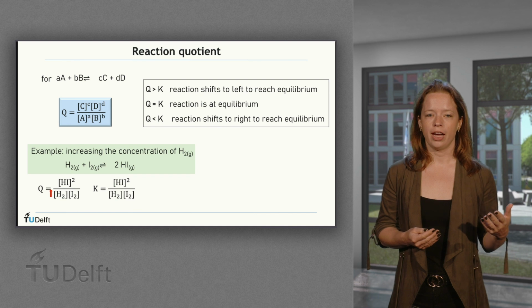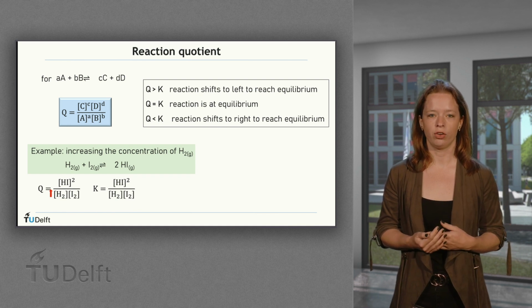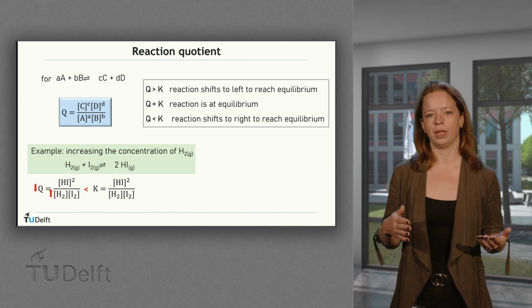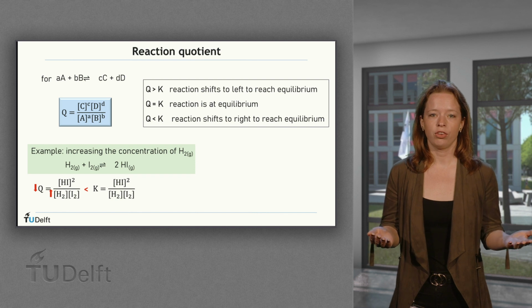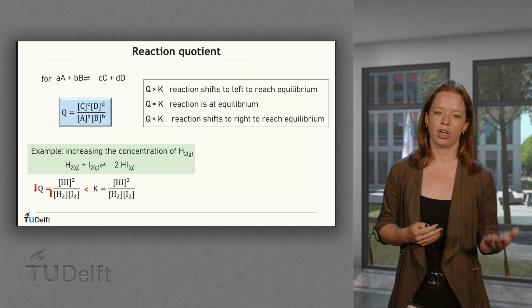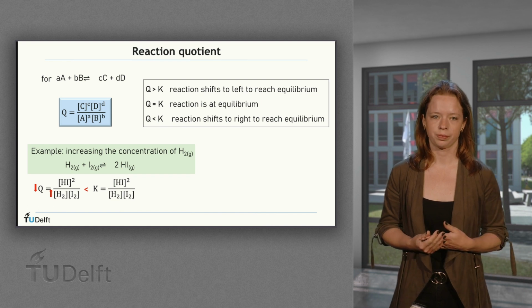When we increase the hydrogen concentration, the value of the denominator in this equation increases. And that means, of course, that Q will be a smaller value than K, which tells us that the reaction shifts to the right to reach equilibrium. The forward reaction is favored until equilibrium is reached.